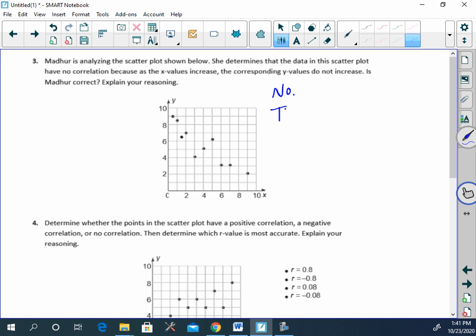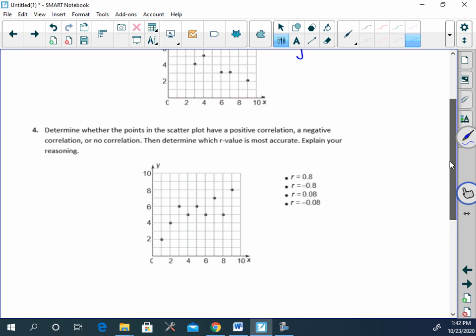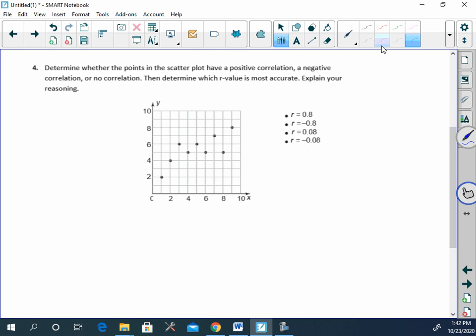There's a negative correlation. And the reason there's a negative correlation is because the y values are getting smaller as the x values get bigger. So I suppose we could write that here. Explain your reasoning. I think this is good. There's a negative correlation. Okay, and then number 4.